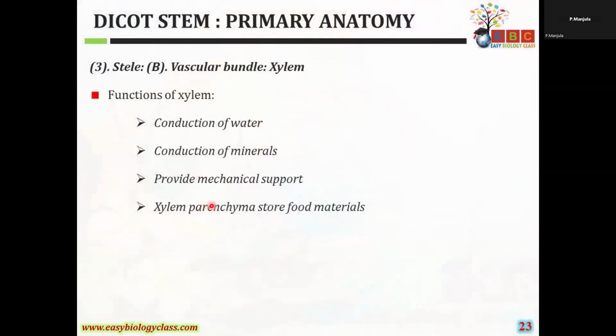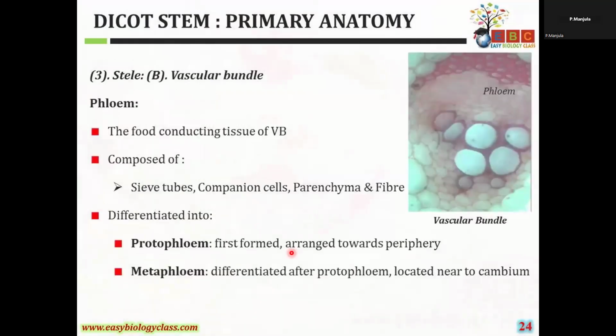So the main function of the xylem is conduction of water and minerals, and it provides mechanical support due to the presence of xylem fibers. Xylem parenchyma mainly helps in the storage of food materials. Next one is the phloem, the food conducting tissue of the vascular bundle, composed of sieve tubes, companion cells, parenchyma, and fibers.